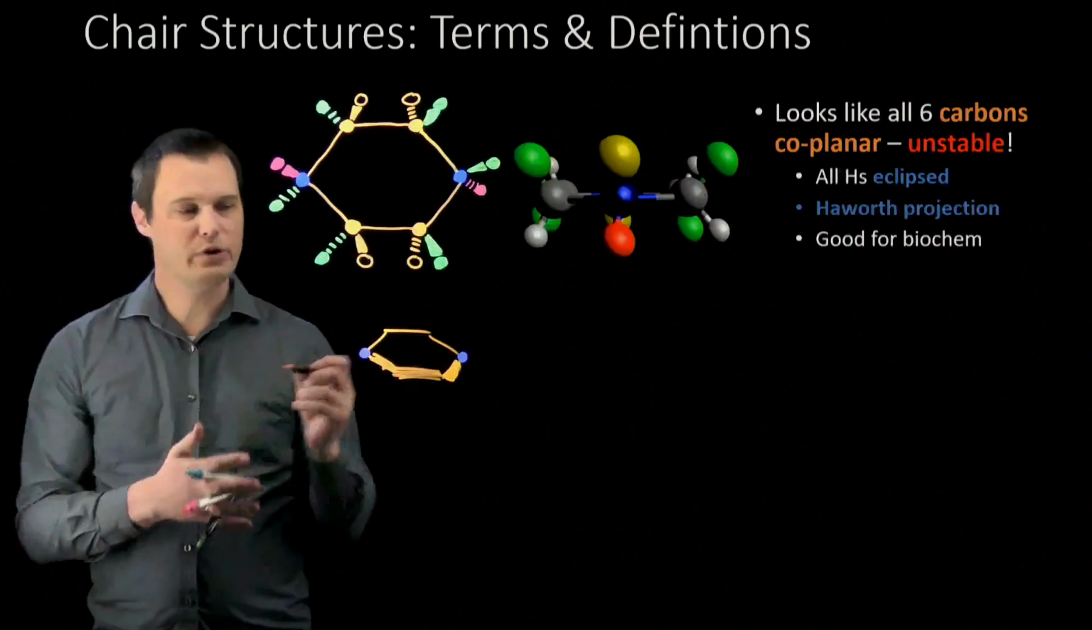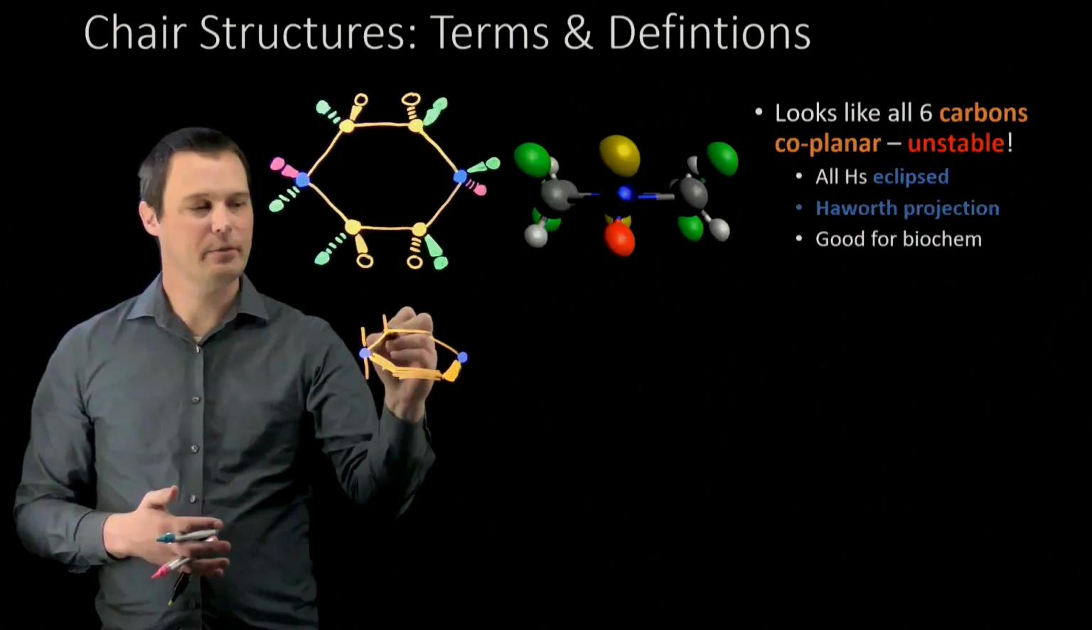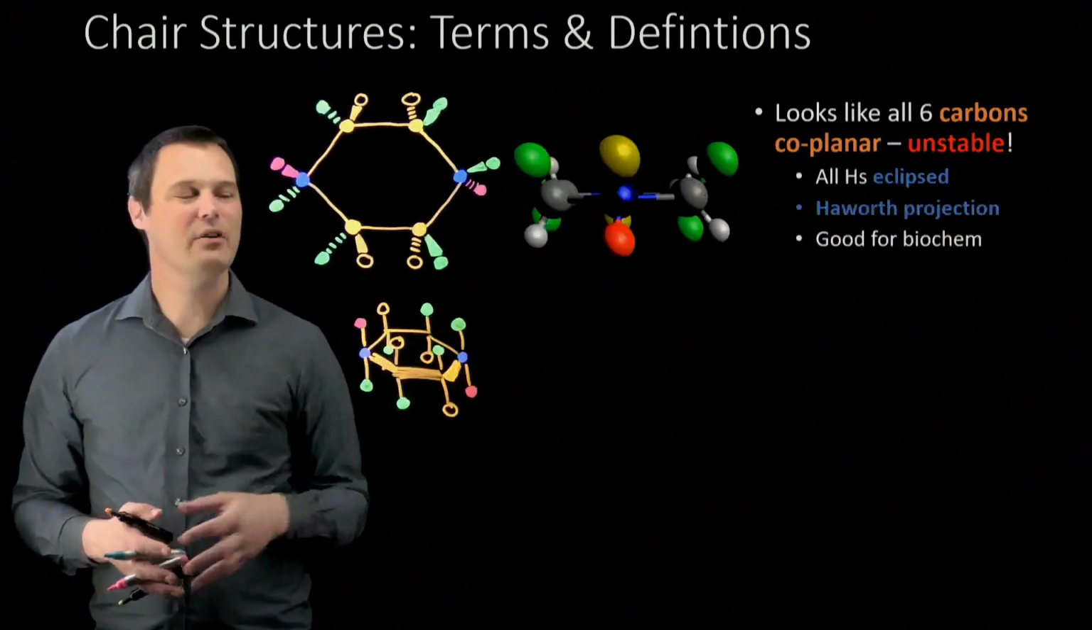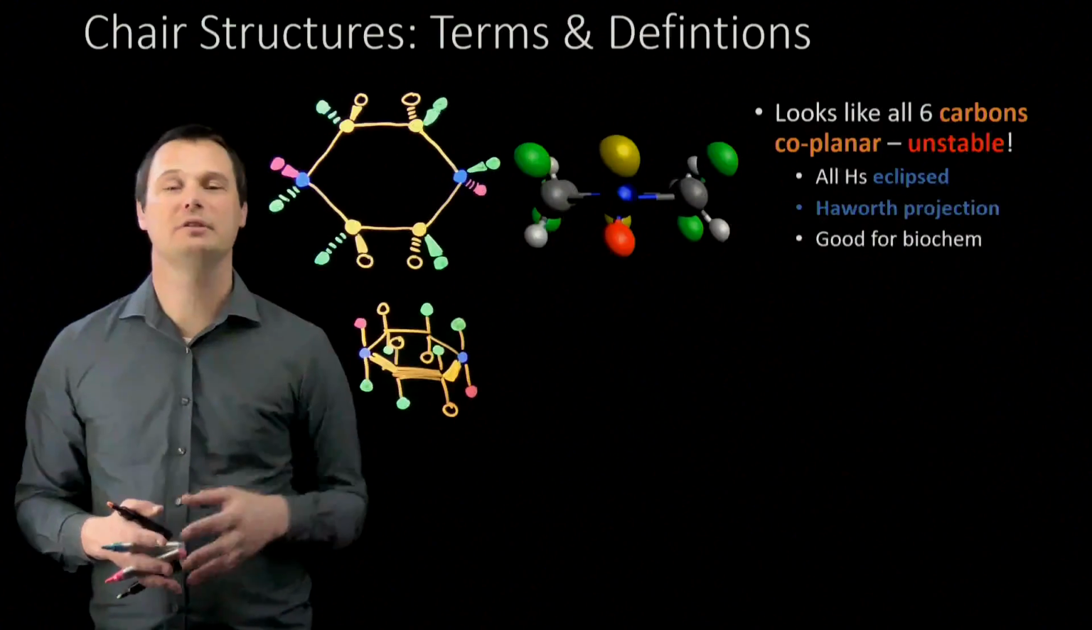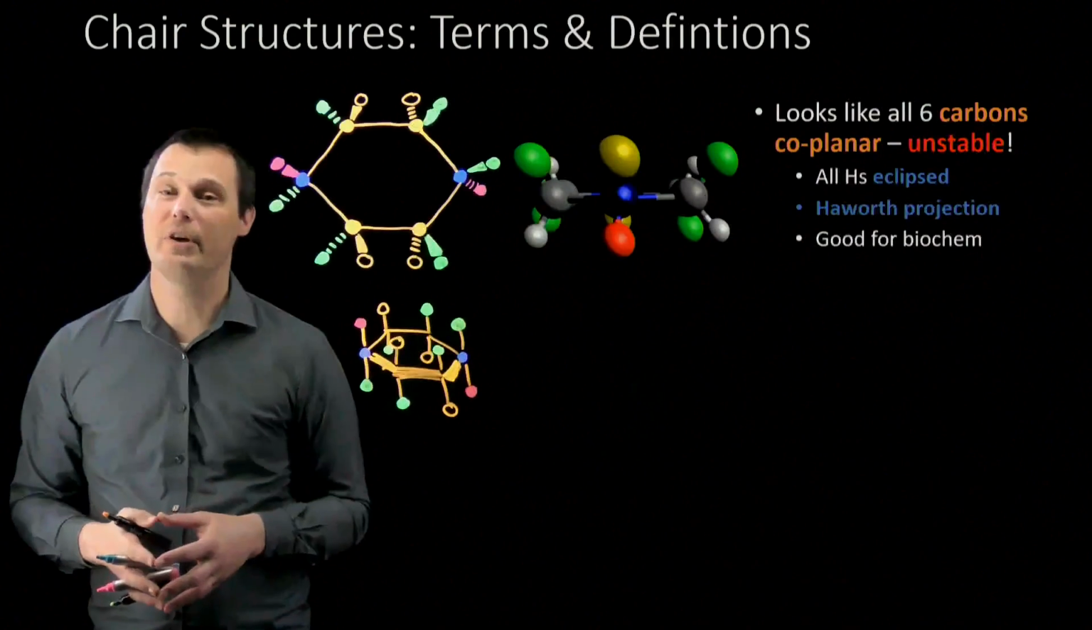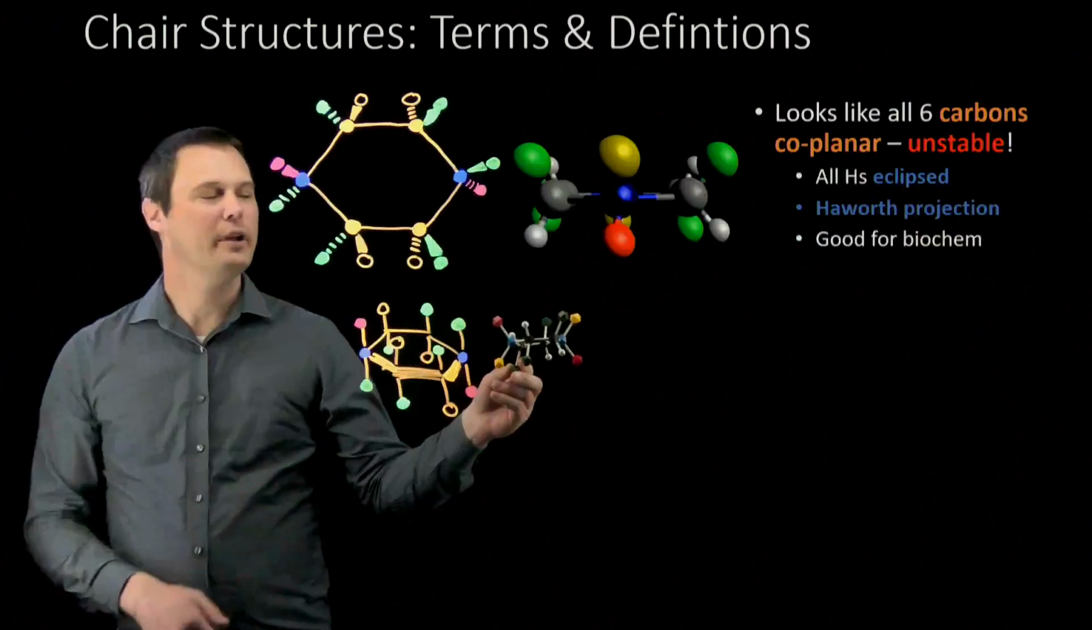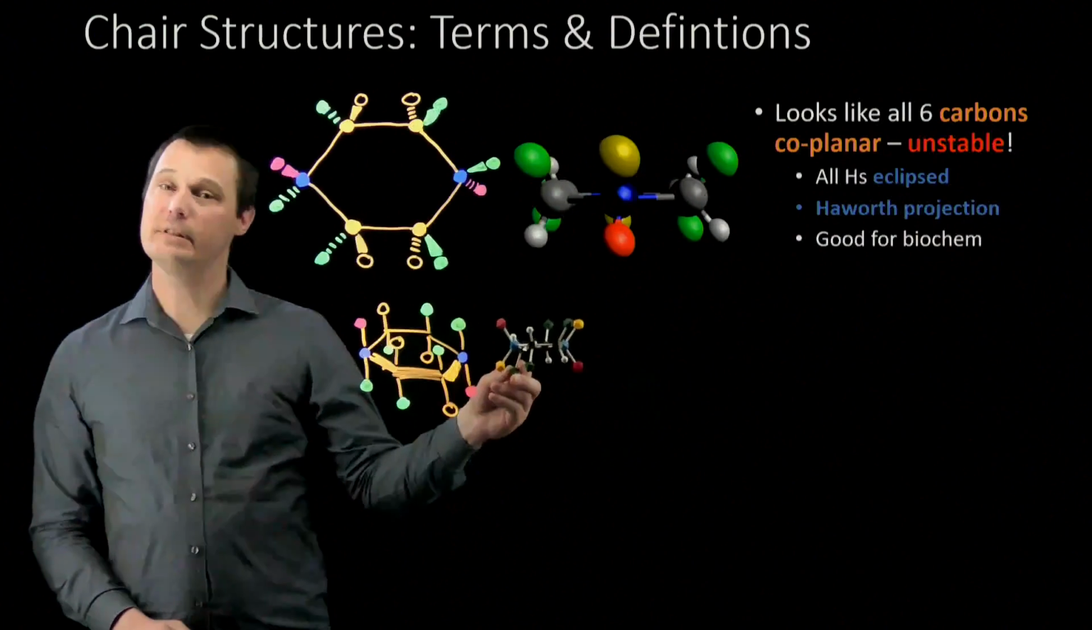In a Haworth projection, we draw in the hydrogens as vertical lines from each carbon. Our biochemist friends use the Haworth projection to differentiate between the cyclic versions of the various sugars. We really won't see them very often in organic chemistry. Instead, let's reorient our cyclohexane so that it is in the most stable conformation.